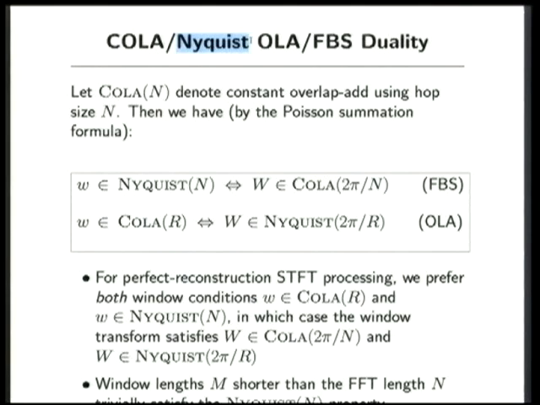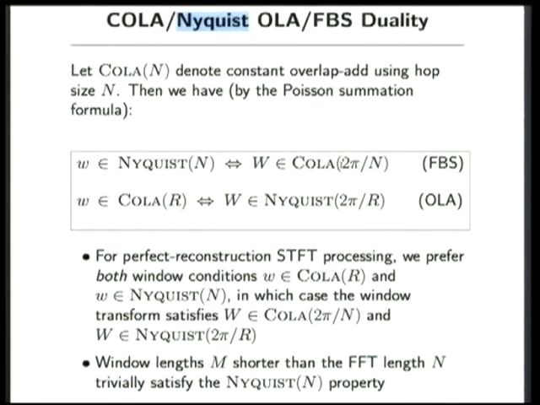And now we've got the dual of that, which is that if we've got a Nyquist property in the time domain, we have a perfect reconstruction filter bank in the frequency domain. So here's some notation for that.